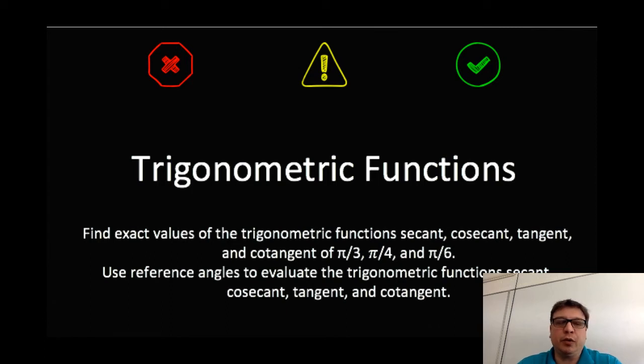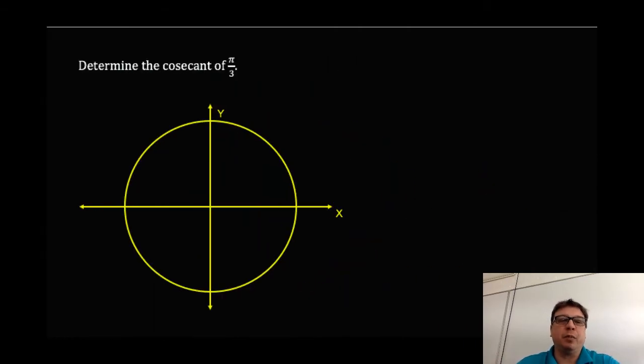This time around, we're going to go through and find exact values of trig functions for secant, cosecant, tangent, and cotangent. We're going to use the reference angles and the reference triangles to figure out what they are no matter what quadrant I'm in. So let's go ahead and get started. We'll start our first one with determining the cosecant of pi divided by 3.